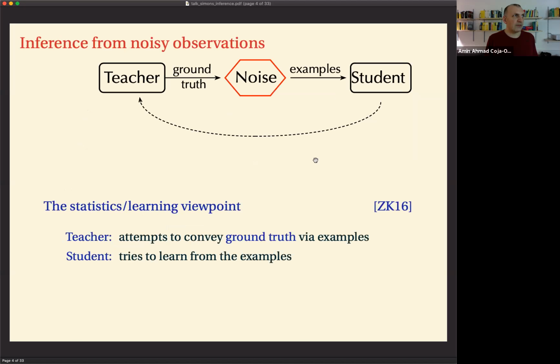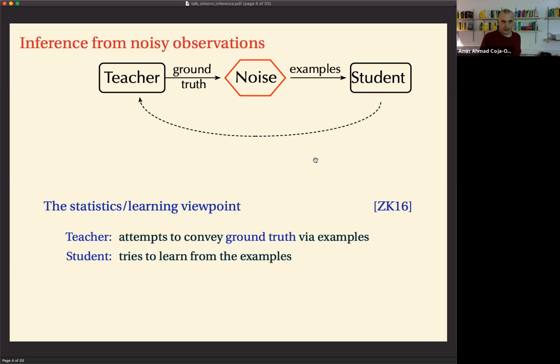Of course, these days we come from a different perspective. Our interest is probably mostly in statistics and learning. And so we come from the viewpoint of inference from noisy observations. If we are presented with noisy data, what can we learn about the object of interest effectively?